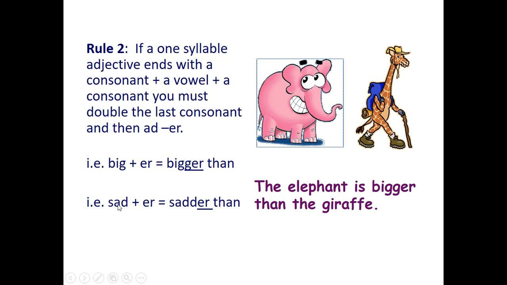Another example of that would be the word sad. Here I've got that consonant and then vowel and then consonant ending. So what I want to do is double that D. And I would say that this would be sadder than, okay? So you want to be careful when you're doing those. These are for one syllable words. You've got that consonant, vowel, consonant ending, double that last consonant.